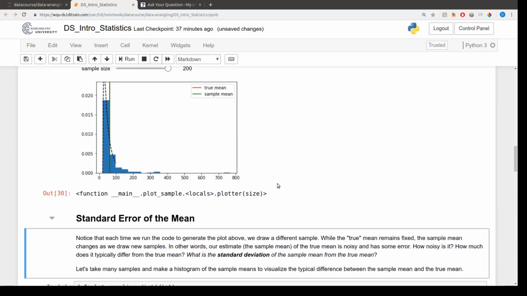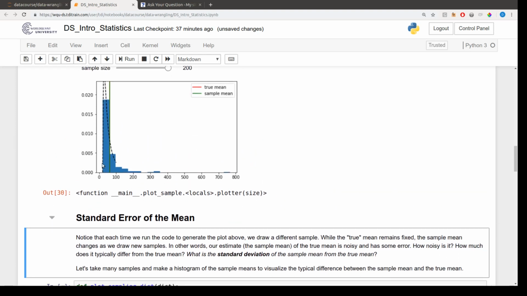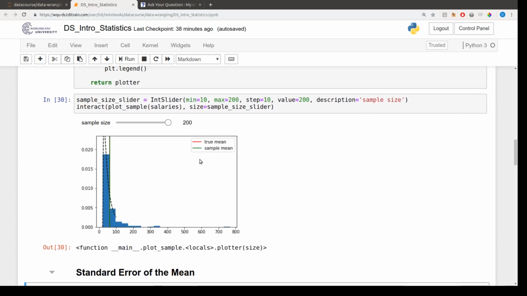And I want to emphasize that it is different than asking what is the standard deviation of this histogram. The standard deviation of this histogram is saying, on average, how much does an individual's salary differ from the average salary? We're instead interested in what is the average difference between the average salary from our sample and the true mean.